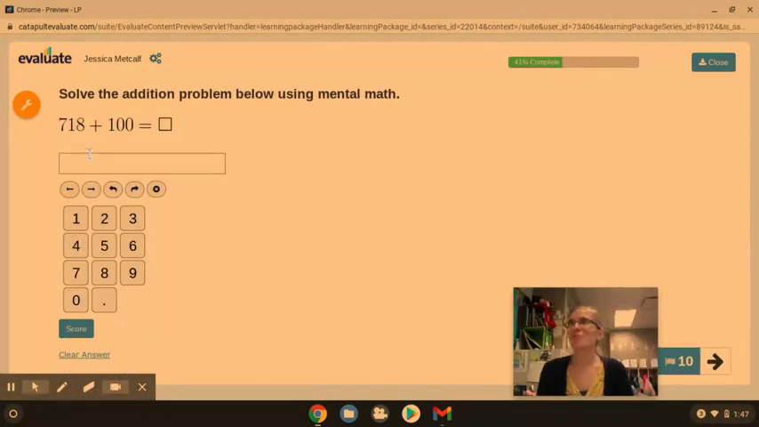All right, now we don't need our board for this one either because you guys should be able to get this one right. If we're just adding 100, the hundreds place is the only thing that changes. So the 7 is changing up 1. 7 plus 1 is 8, and then the 18 stays the same. So 718 plus 100 is 818.